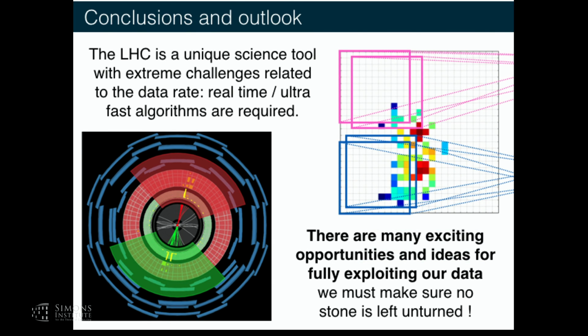OK, so that brings me to the end. The LHC is really a unique science tool with extreme challenges. And a lot of those challenges are related to the data rate. And we need both real-time decision-making solutions, but also real-time algorithms for offline that empower the science to happen. I think there are many exciting opportunities for new ideas to fully exploit our data. And we have to do this because we need to make sure that no stone goes unturned. We'll not have another LHC. And so we need to make sure that we really fully exploit the data analysis that we have at our hands. That's it.